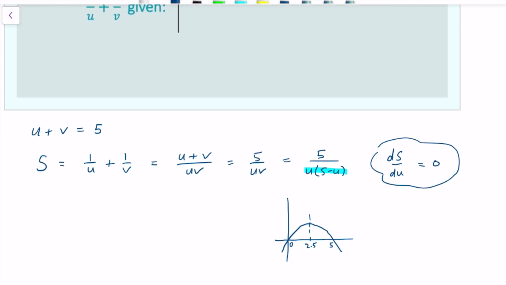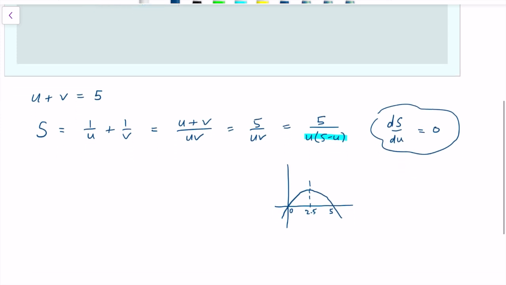And that u value is going to give the biggest value of the parabola, therefore the smallest value of that fraction, given the parabola is in the denominator. So if we want the smallest value of that quantity, we want the biggest denominator. So u equals 2.5 gives minimum s, and then we can find that value of s by subbing in 2.5.